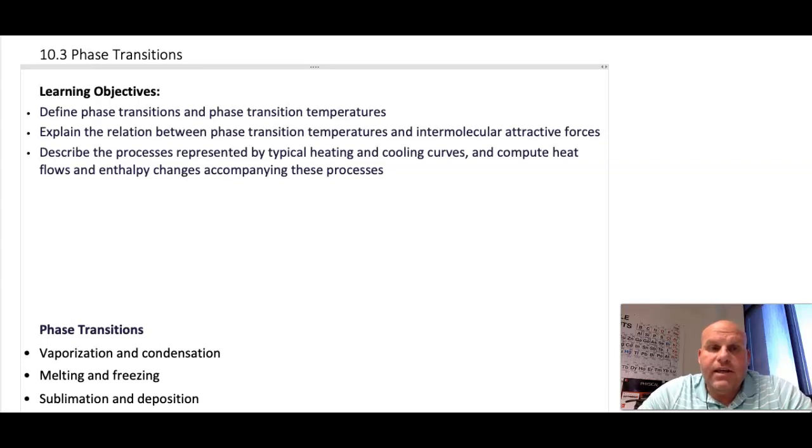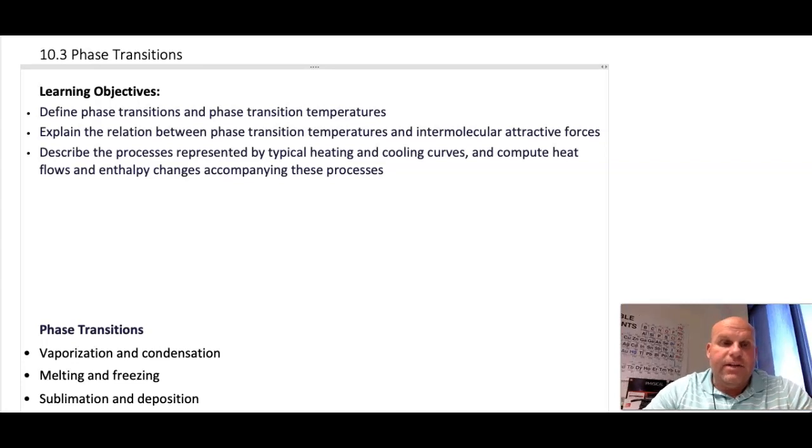You can see the learning objectives here. One of the learning objectives as listed in the textbook I've actually put into the video for 10.4, so you'll see that in the next video. Please pause the video to copy these in your notes.